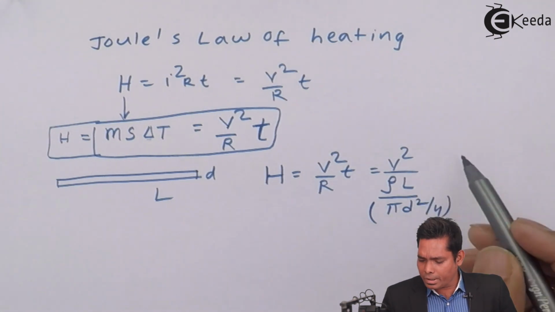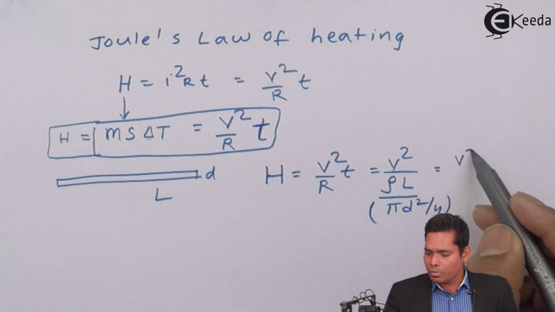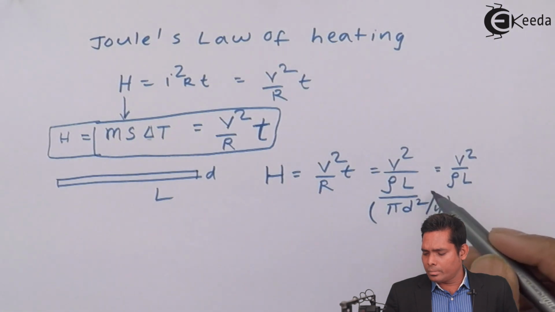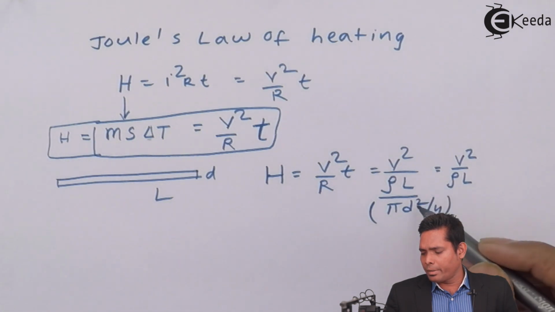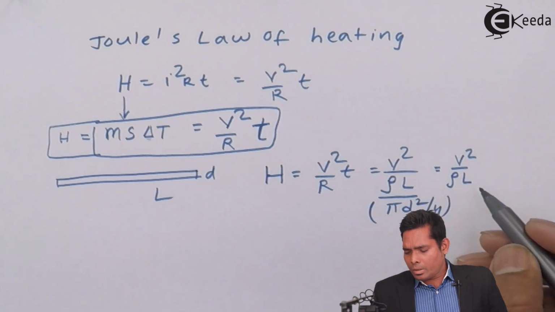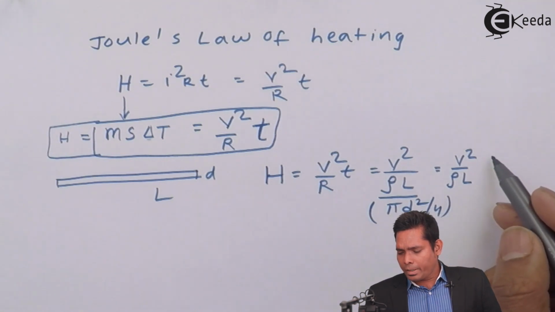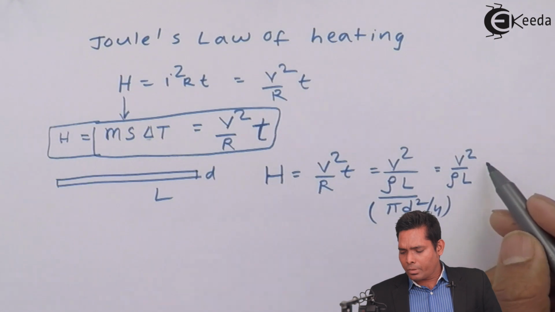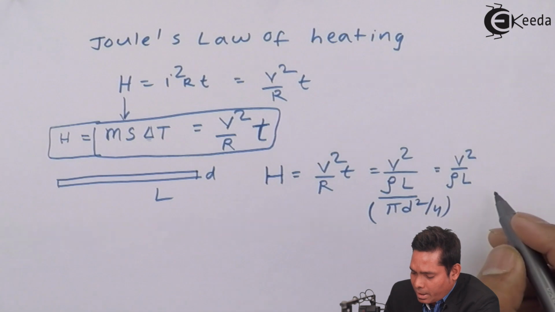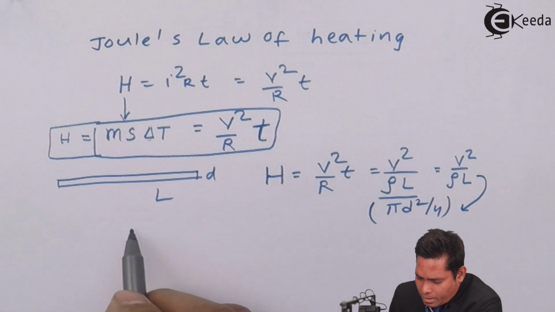So this way, if I simplify, I will have V square by rho L, and this divided by this will be here, divided by, so this will come up, pi d square will come up here, and 4 will be there. So I will write something like this. I'll just simplify this. You can see here that resistance part I will consider.